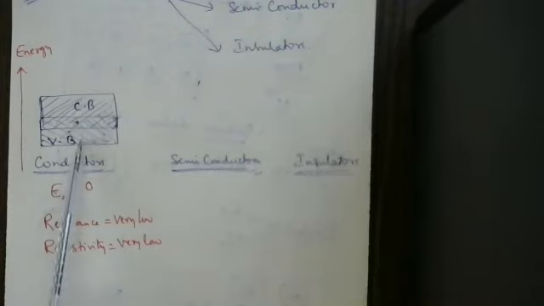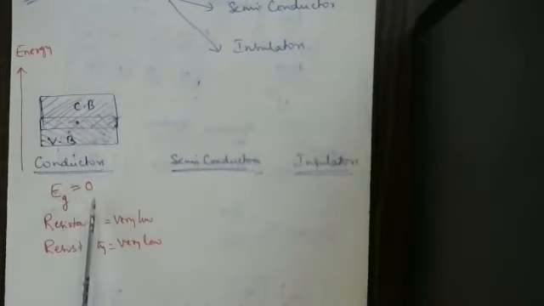Therefore, electrons in the valence band easily move into the conduction band. Therefore, I can say the energy gap is equal to 0. As the energy gap is 0, the resistance is very low here, and resistivity is also very low. Okay, this is about the conductors.